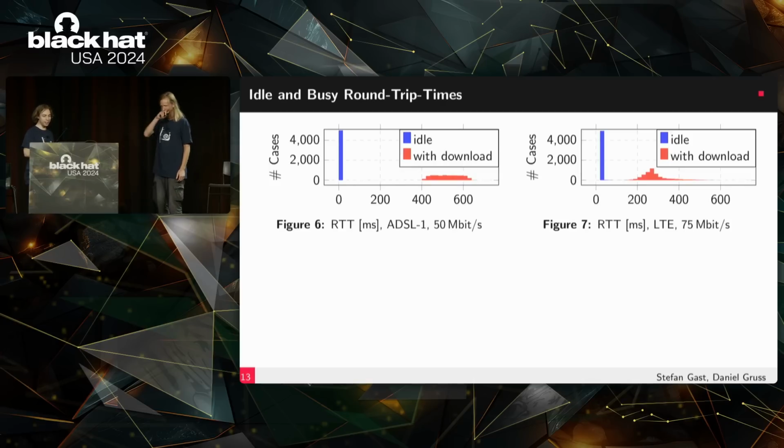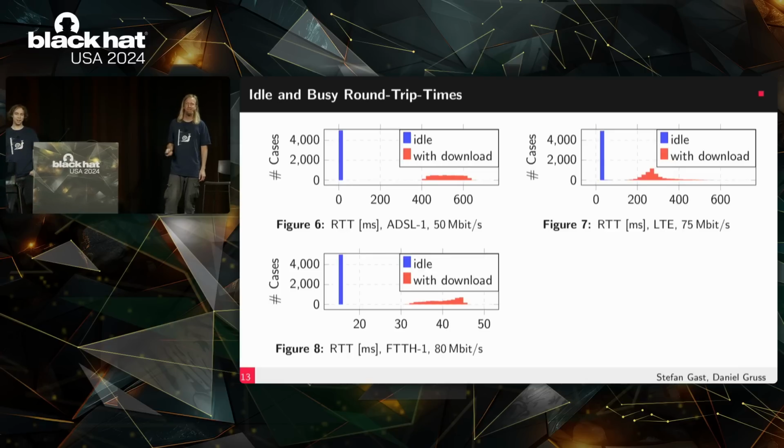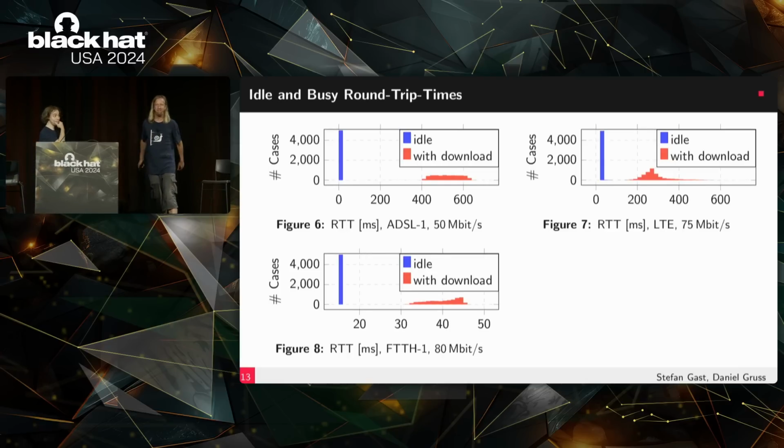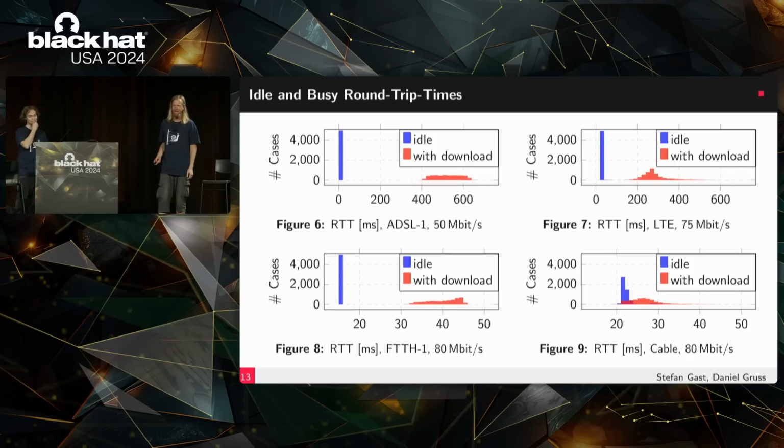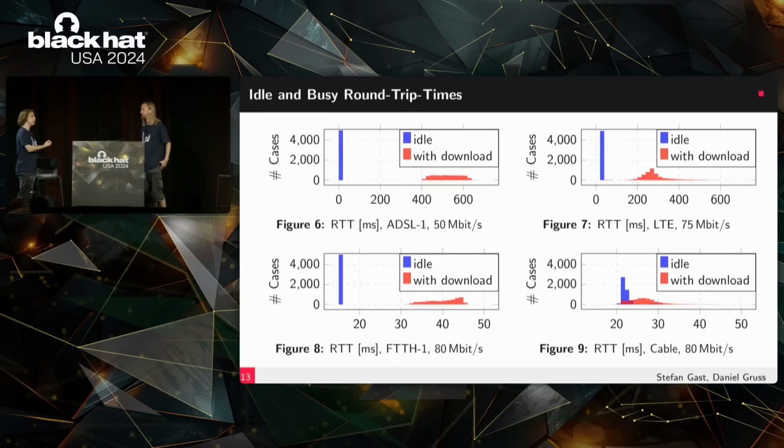So how does it look for others? LTE? So LTE, yeah, you still see a clear difference. But what about fast internet connections, fiber to the home? Even there you see it. Also, for cable connections, you basically can easily distinguish the two different cases. So maybe at this point, we understand how the side channel works.